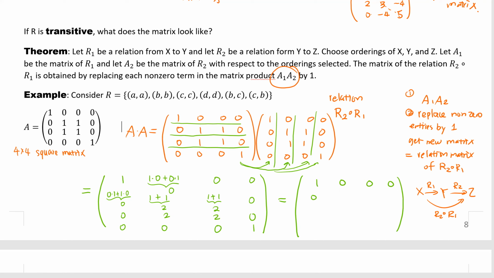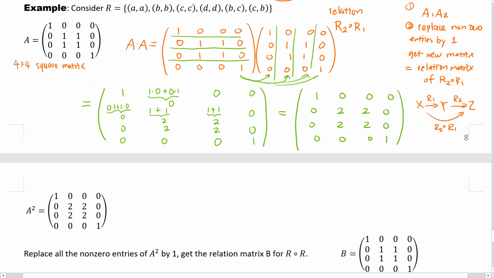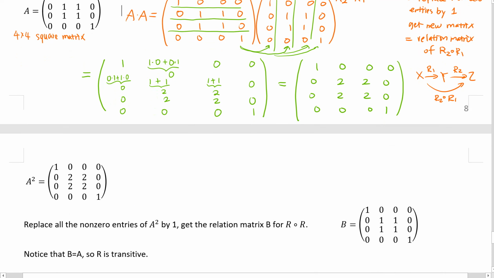And we have 0, 2, 2, 0, 0, 2, 2, 0, 0, 0, 0, 1. This is the result I gave you. You can see they are the same. So far so good, everybody. Now we replace all the non-zero entries of A squared by 1. We get a relation matrix B for R composite R. Then this is the relation B.